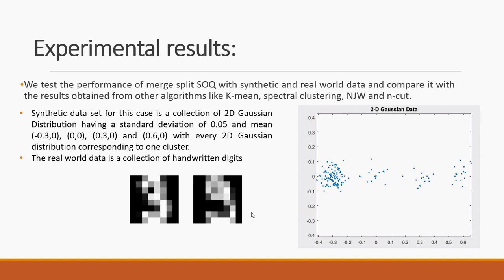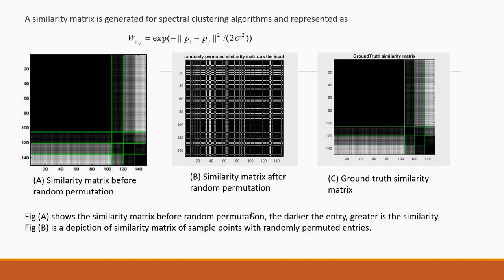These are basically two different digits, 3 and 9. So after doing this, a similarity matrix is generated for spectral clustering algorithms and is represented by this formula. Now these are the results that have been obtained. This ground truth similarity matrix is the one with which we compare our results. This is the similarity matrix before the random permutation, and this is the similarity matrix after the random permutation.